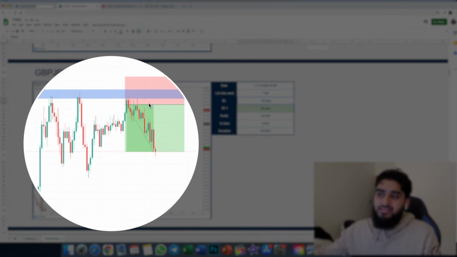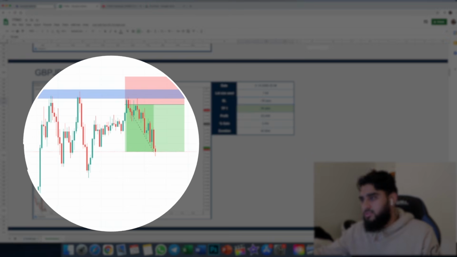The reason for that is because I entered this trade slightly late. So if I had entered in my blue zone, which is my key area, then I would have had a much tighter stop loss.